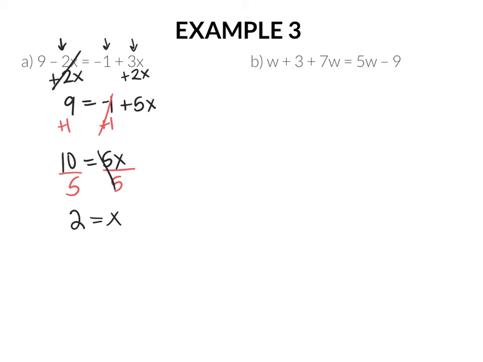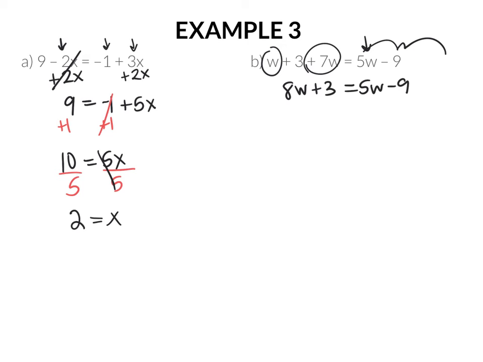You'll notice that there's 5 terms now, 3 on one side, 2 on the other. This means we're actually going to be able to combine like terms first. I have a w and a 7w. Now, a lot of you are thinking, but you also have a 5w, but that's on the other side of the equal sign, so it can't get combined with anything yet because there are no more w's on this side. But the w and 7w make 8 w's and a 3 equaling 5w minus 9.